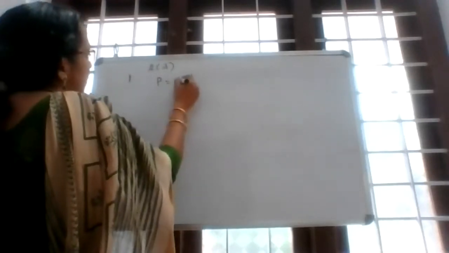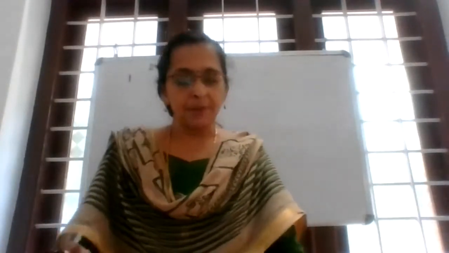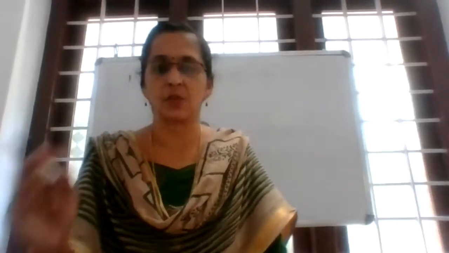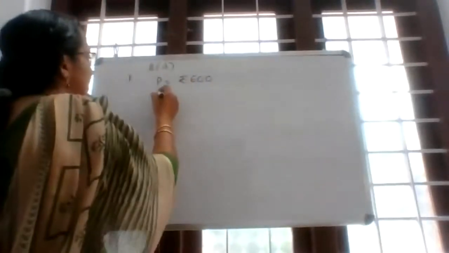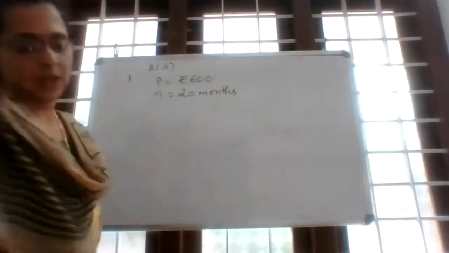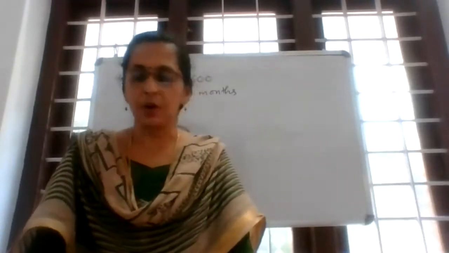So, P is equal to rupees 600. Don't write, first listen. Rupees 600 per month for 20 months. So, N is equal to 20 months. Calculate the maturity value of this account.